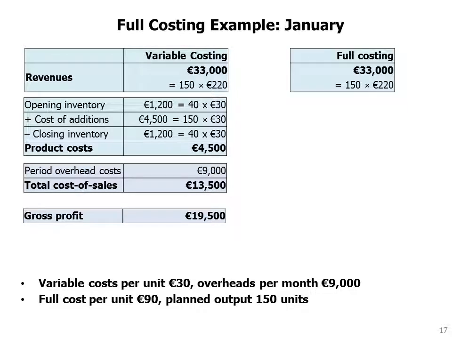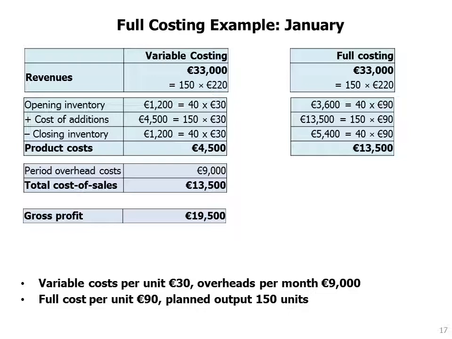Full costing, the revenue will be exactly the same under full costing, 150 units sold at 220 euros each. The accounting treatment of the cost does not affect the revenue, of course. But now our cost per unit is 90 euros rather than 30. So our starting inventory is 40 units at 90 euros, which is 3,600. 150 units addition times 90 euros is 13,500. And we've got 40 units at 90 euros as our closing inventory. So 3,600 plus 13,500 minus 5,400. Our product cost is 13,500.